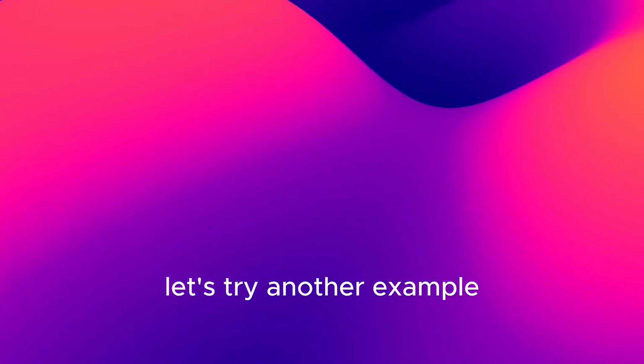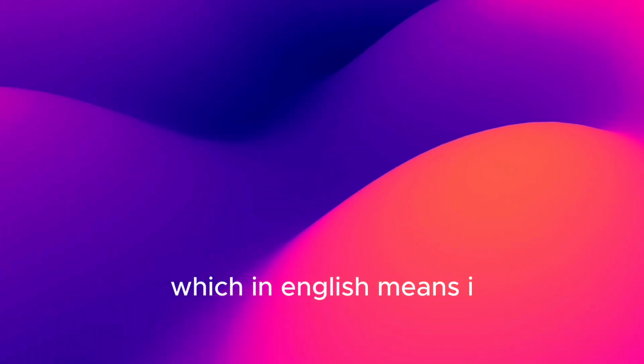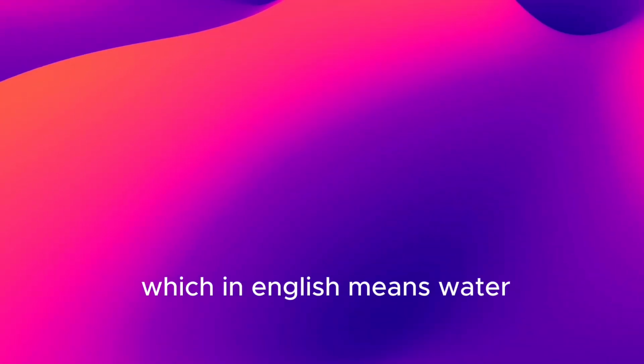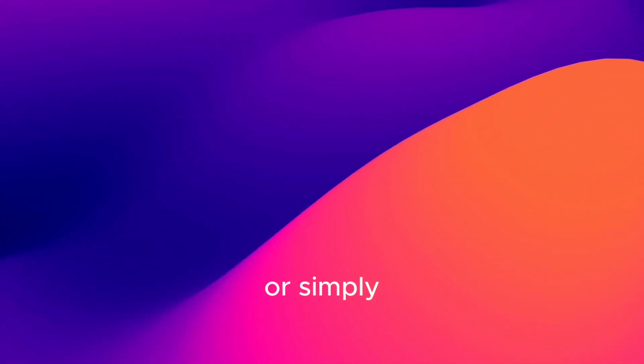Let's try another example. Yo, which in English means I. Bebo, which in English means drink. Agua, which in English means water. Yo bebo agua. I drink water. Or simply, bebo agua. Feel the rhythm. Verb carries meaning.